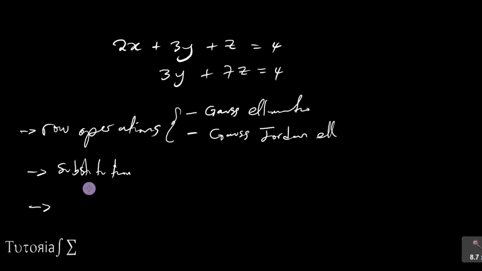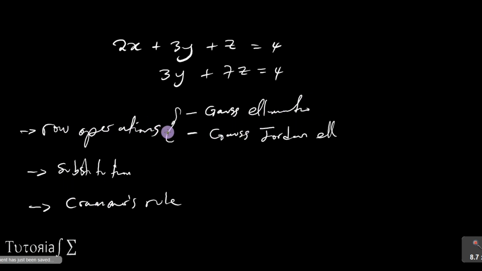Then we also have Cramer's rule, which requires us to find the determinant. So for Cramer's rule, it only works if we have an equal number of equations as variables. So it's a bit limited in that sense. So for Cramer's rule, we need to have an equal number of equations as the variables.